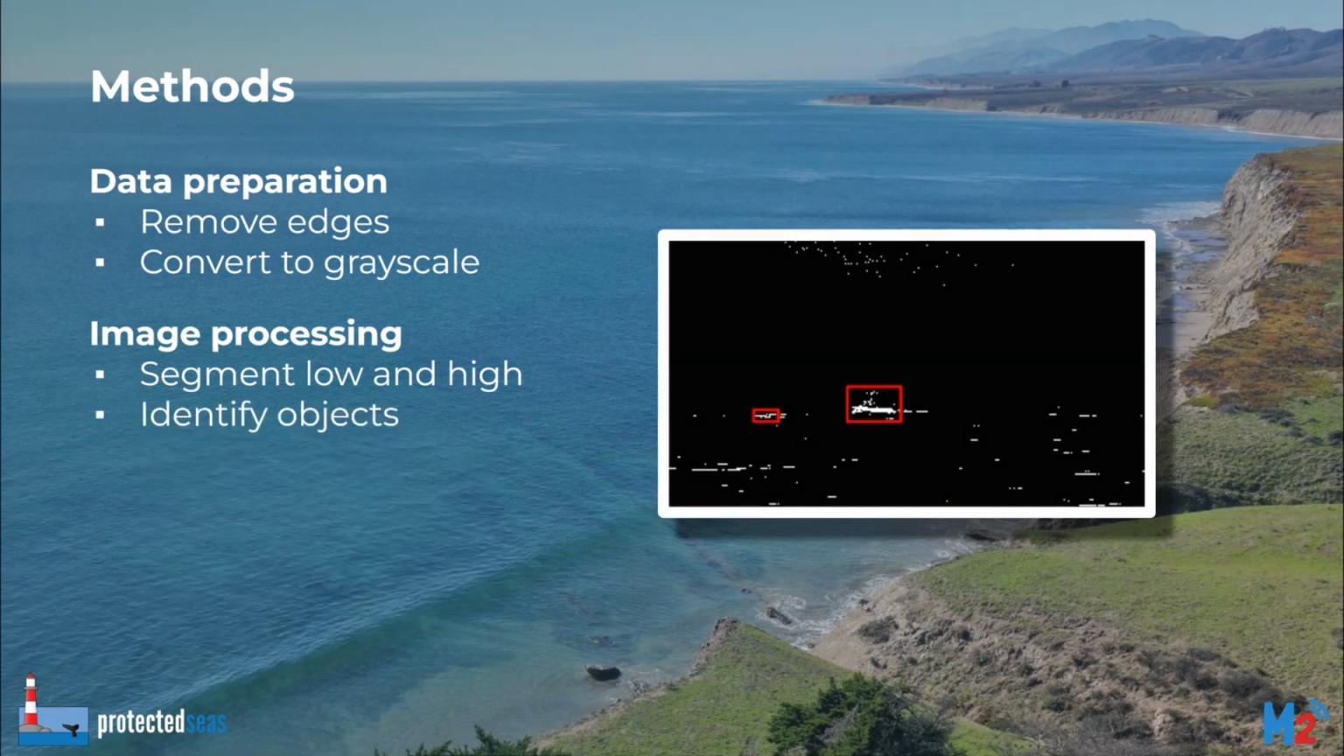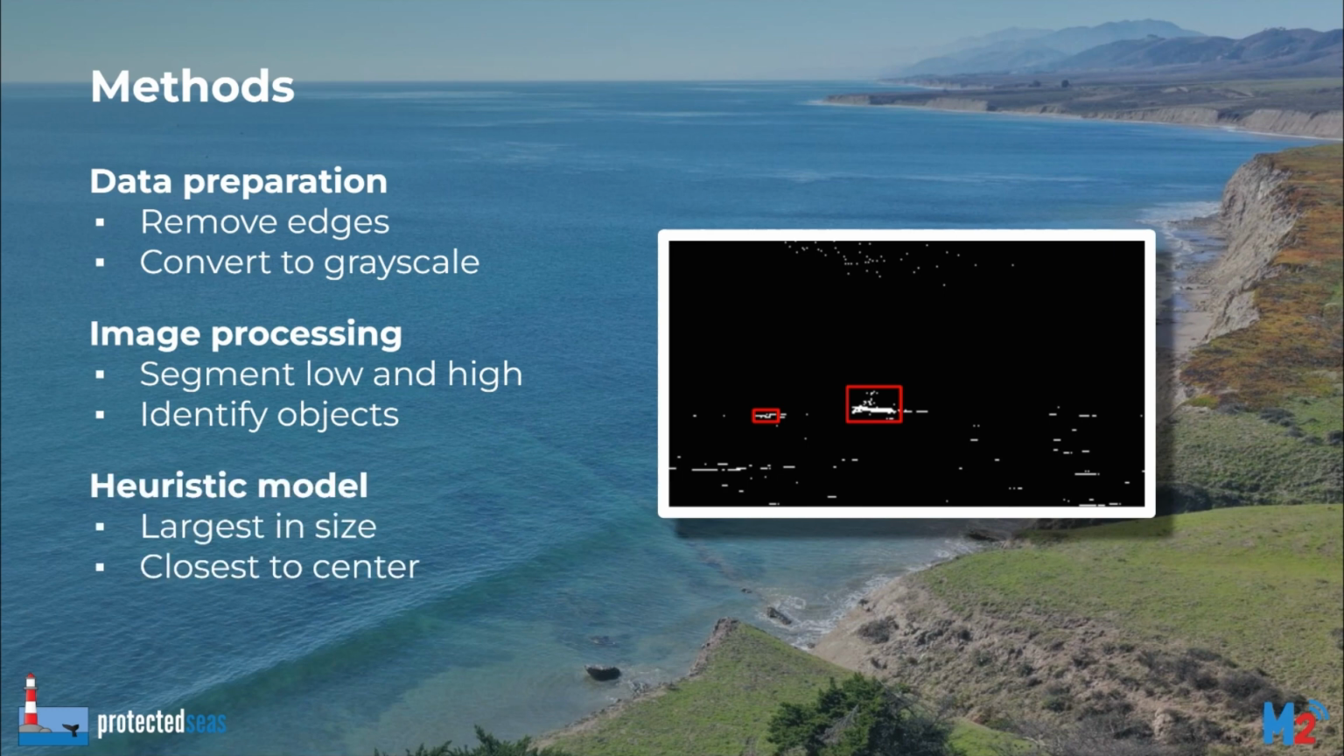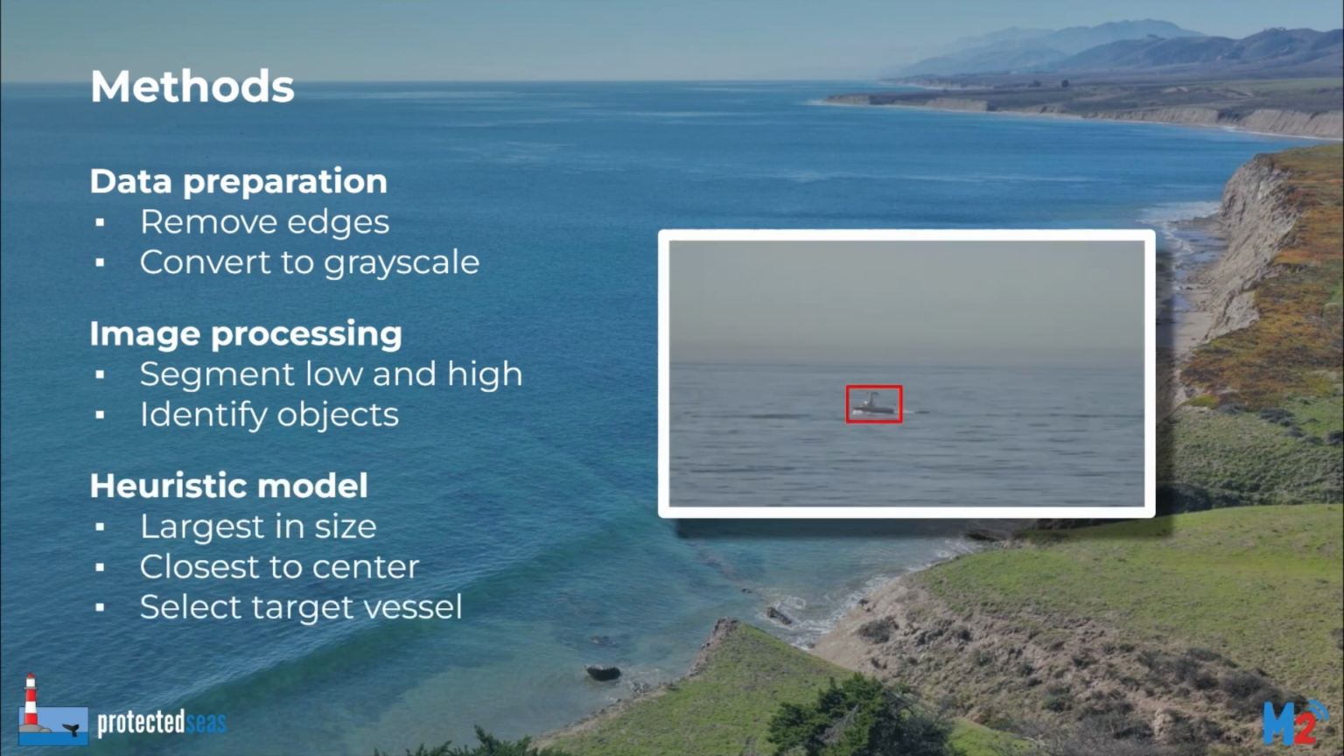Then, unique objects were identified that could potentially be a vessel. And finally, rules were applied to select the object that was largest and closest to the center of the image, to ultimately select the target vessel. Then, the image was classified as vessel presence. If there were no objects that met the criteria, the image was classified as vessel absence.